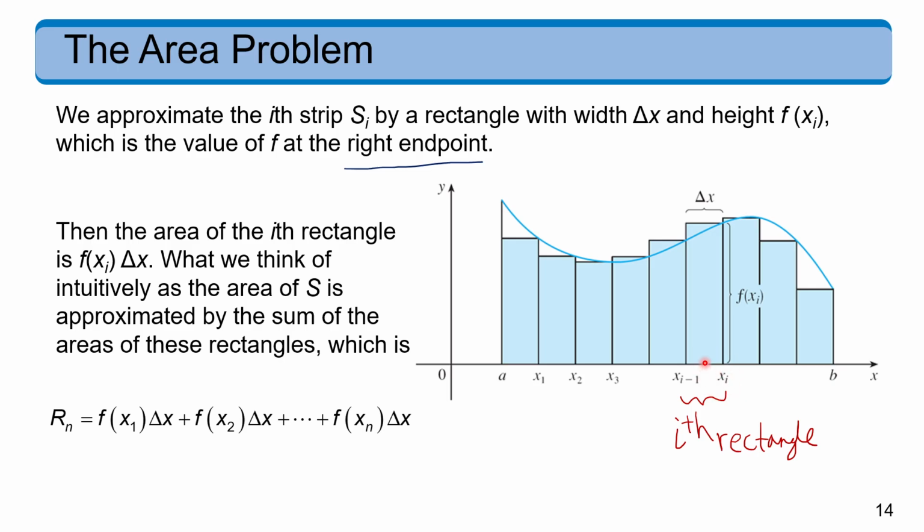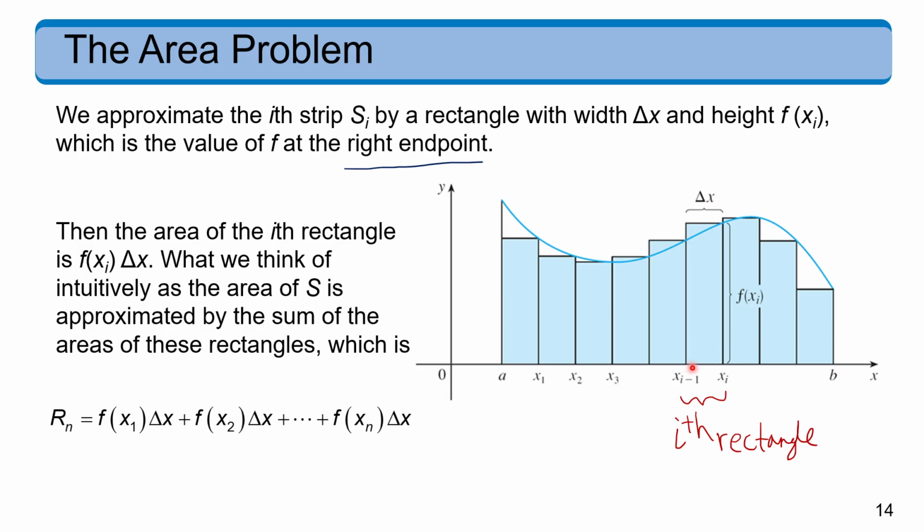So the strip, we refer here to Si, that's the area of the strip, and remember the strip is not the rectangle, it's the region that's actually below the curve down to the axis, just on this small interval. And we're using this blue rectangle here to approximate the area of the strip Si. So the blue region here, we could call Ri, it's the area of the ith rectangle. That's what we want to now calculate.